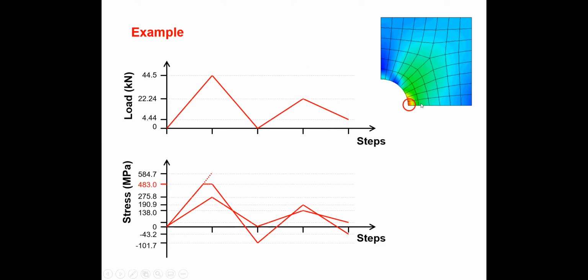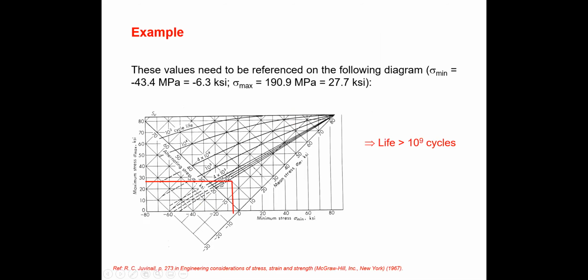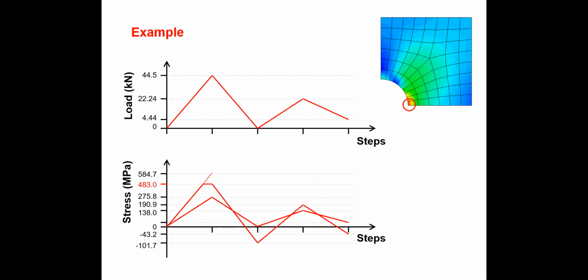So the whole cross section is ready to yield. Are we clear? Yeah. Slide. I couldn't hear. So the whole cross section can't exceed 483. Yeah. But the stress raiser does exceed.